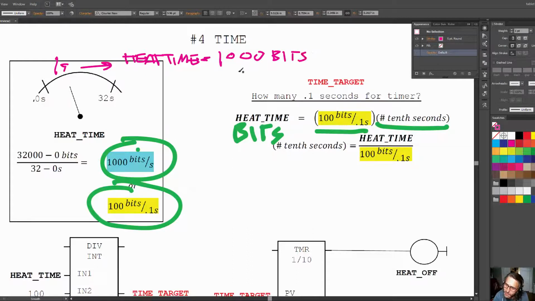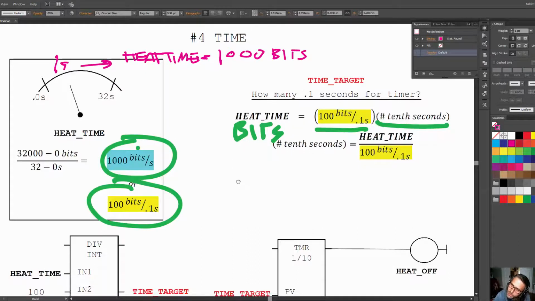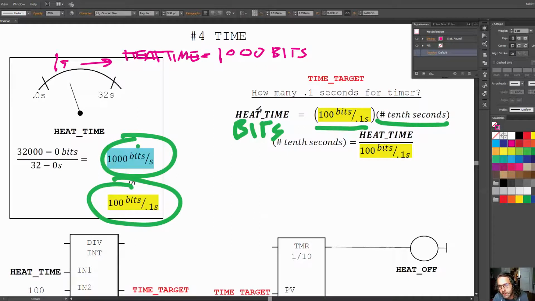If you wanted this timer to time for 1 second, you wouldn't put the 1,000 bits in there. You'd put in 10. So you can see that to get from bits to the 10 you would want down here, you're clearly dividing by 100.